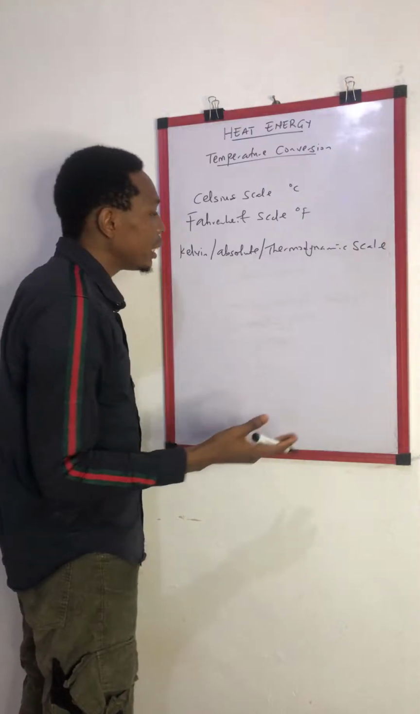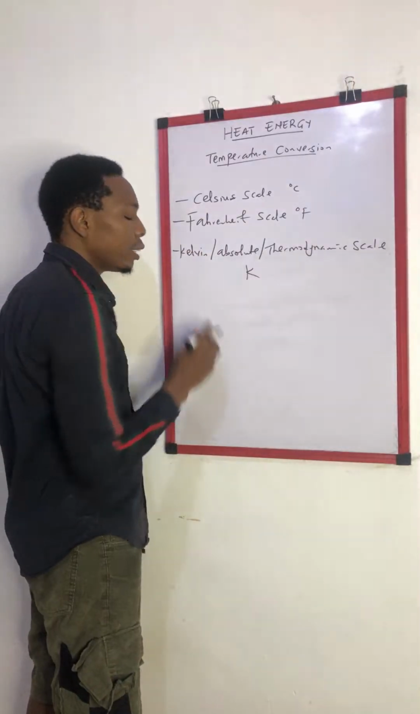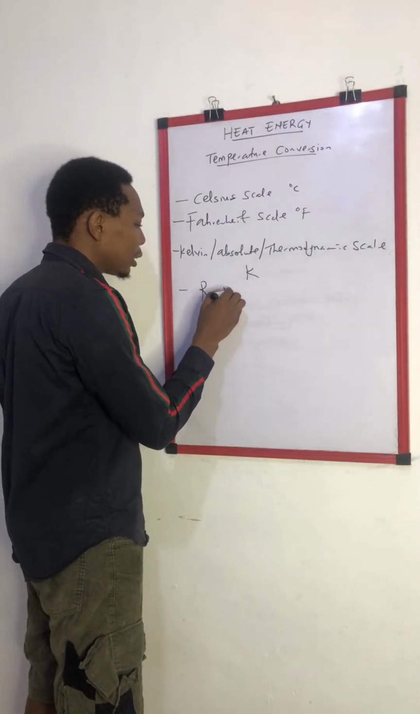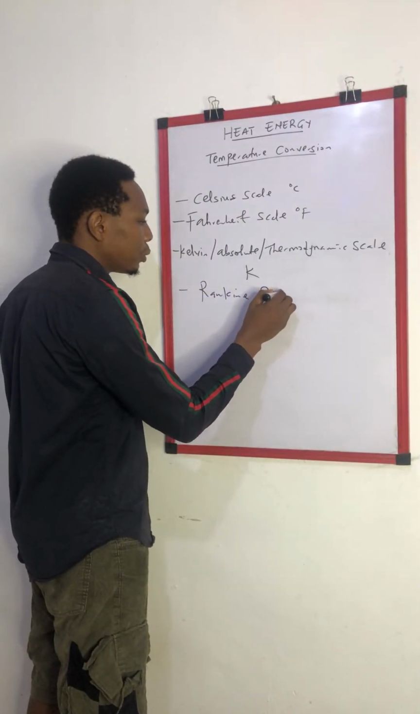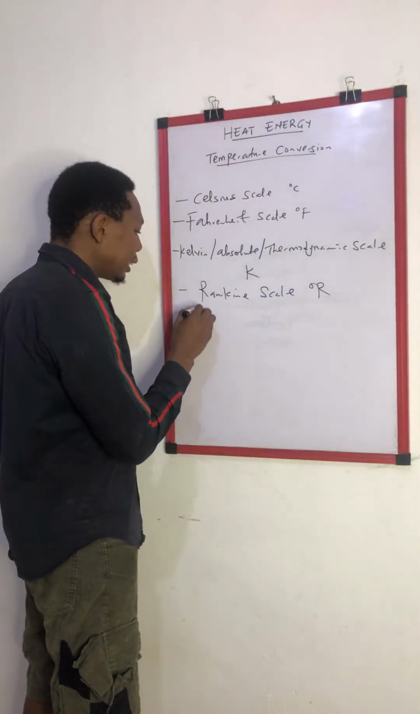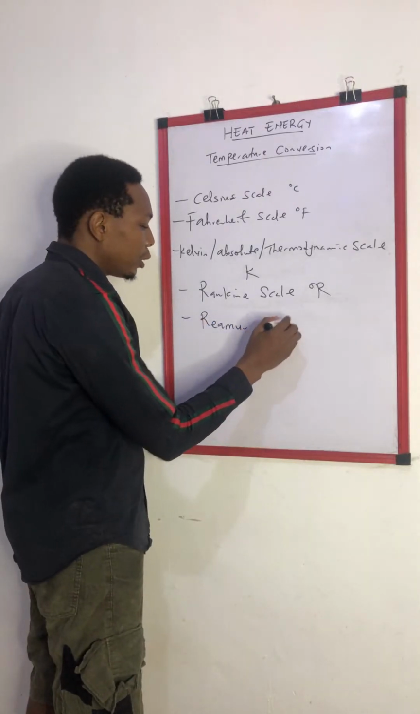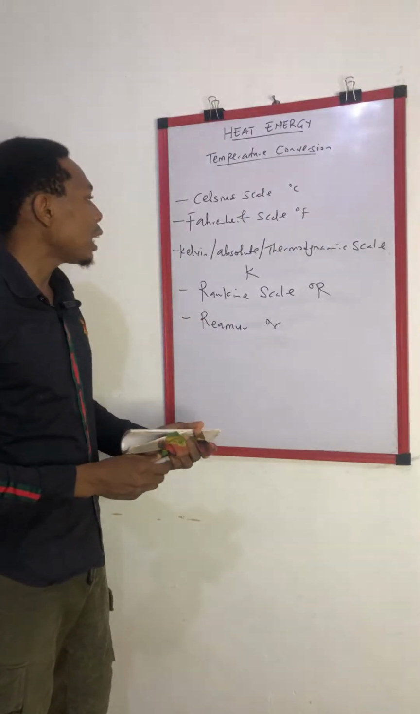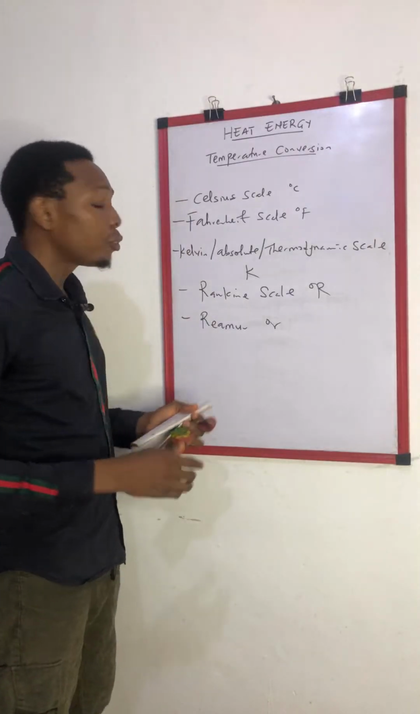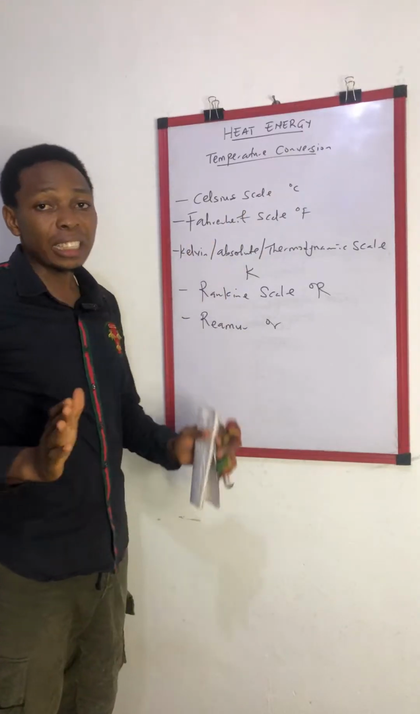Now, our Kelvin scale is measured in what? In Kelvin. There's nothing like degree Kelvin. The next one is the Rankine scale, that is our degree Rankine. And the last one is the Reaumur scale, which we call degree Reaumur. These are the various types of scales that we have. Based on your level, we are going to be focusing more on the Celsius scale, the Fahrenheit scale, and the Kelvin scale.